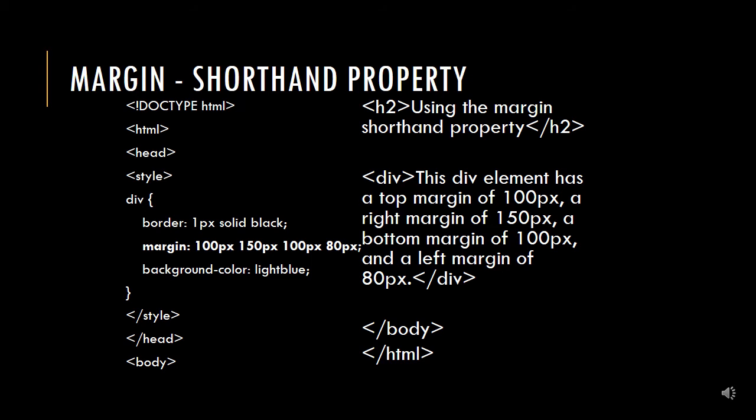Please keep in mind when using the margin shorthand property that the values should be in their proper sequence: the value for the top margin, right margin, bottom margin, and left margin. In this example, we have our margin property followed by the value of our top, which is 100 pixel, right margin of 150 pixel, bottom margin of 100 pixel, and left margin of 80 pixel.